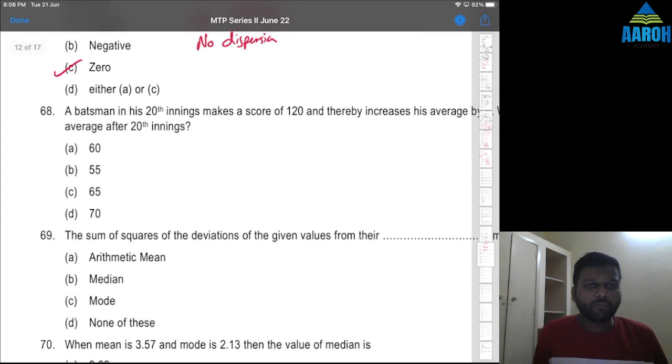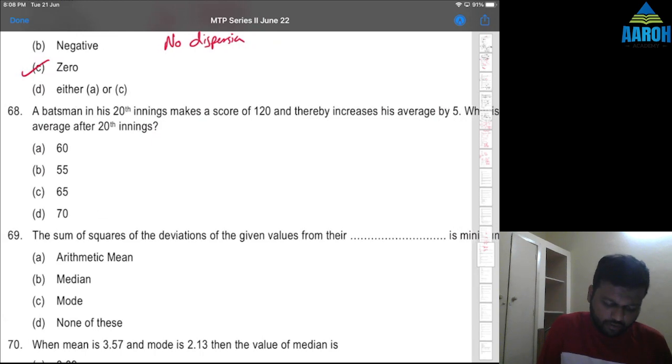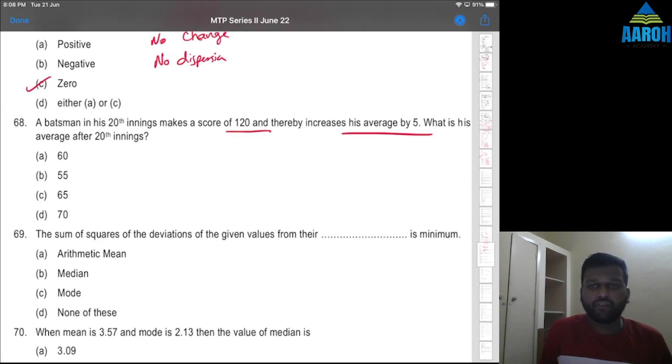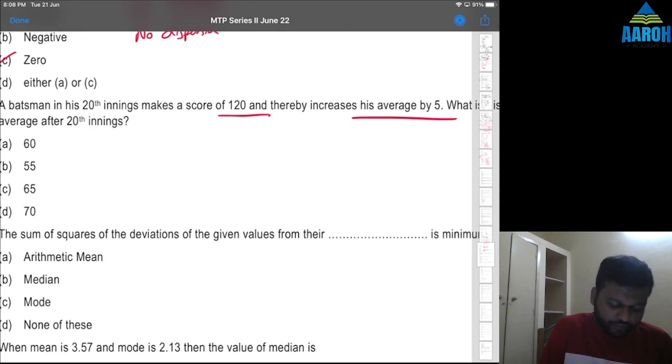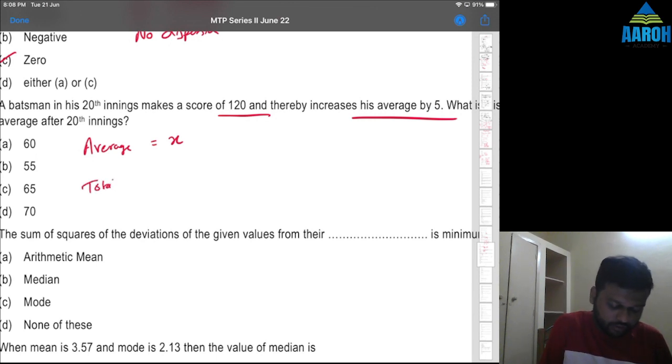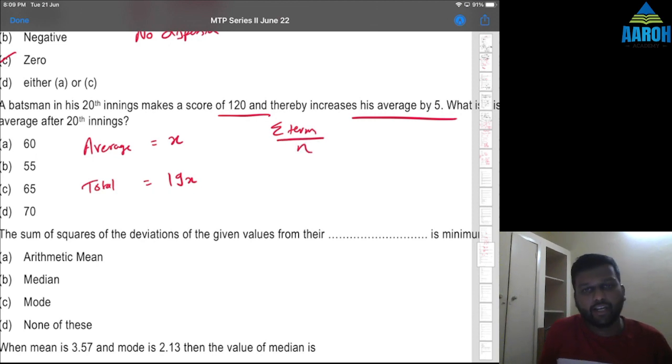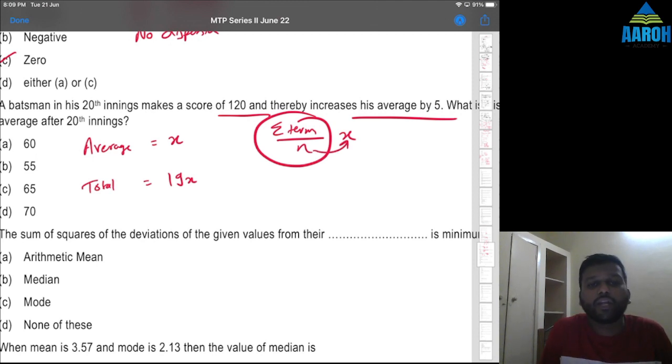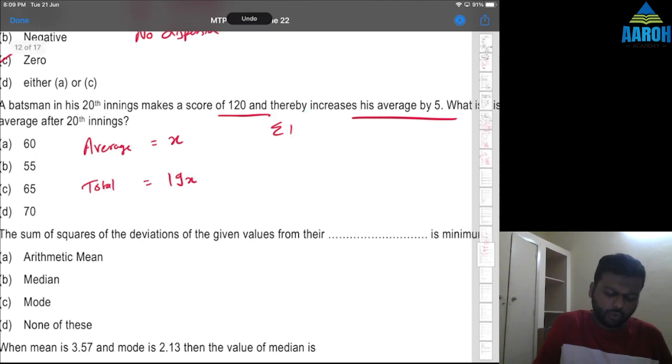Next. A batsman in his 20th innings makes a score of 120 and thereby increases his average by 5. What is his average after the 20th innings? Now, let's say for the first 19 innings his average was X. That means his total score was 19X. Why? Because we get average as the sum of all terms upon n, so the sum of all terms will be n into X, so 19 into X. So the total is 19X.